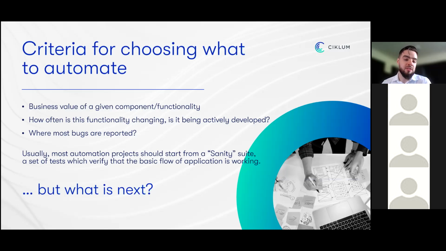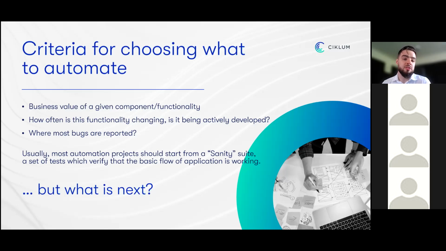But that's not the only thing. Also, we need to figure out how often this functionality is changing, and is it under active development. There could be cases where, for example, there's a very stable part of the application which hasn't changed in several years. There are not many bugs there, and there's not much value in introducing automation there because we're not expecting it to change. And the third thing is to think about where most bugs are reported. Usually this hints at which area of the application will benefit the most, because these bugs would be found by automation much quicker than by regular manual testing.